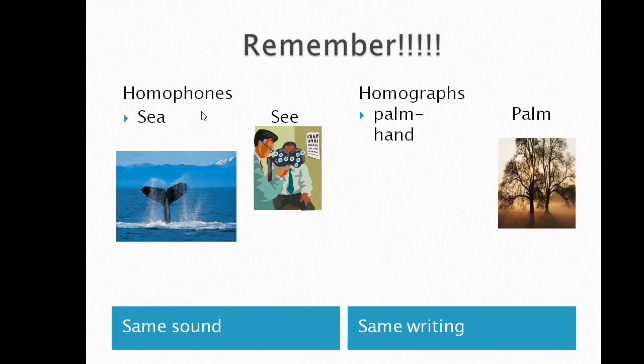Remember, homophones, same sound, and homographs, same writing. So, sea and see. Sea for the ocean and see to look at something. Palm, palm for the tree, palm for the hands. These palms are written the same and they don't mean the same thing. One is a palm for the hand, the other one is a fruit from a palm tree. While this sea and the second see, they are homophones. They are not written the same, but the way you pronounce them is the same.